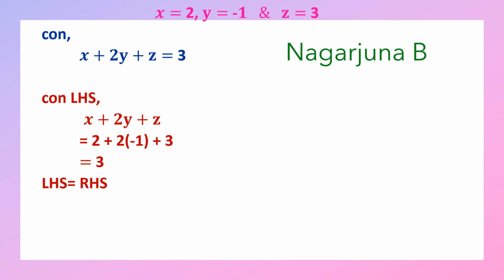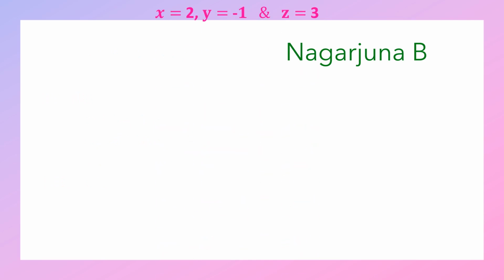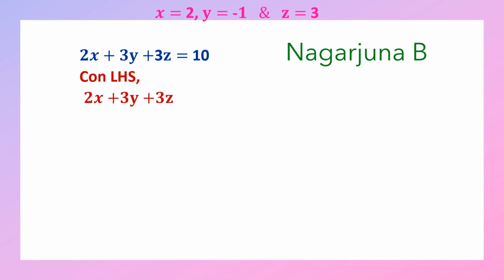Similarly, we need to verify the second equation, and that second equation is 2x plus 3y plus 3z is equal to 10. Consider LHS 2x plus 3y plus 3z. So now substitute the values of x, y and z, which are 2, minus 1 and 3 respectively. So we can write equal to 2 into 2 plus 3 into minus 1 plus 3 into 3. 2 into 2 is 4 plus 3 into minus 1 is minus 3. 4 minus 3 is 1 plus 3 into 3 is 9. 1 plus 9 is 10. So we get the answer as 10. It is RHS. It means LHS is equal to RHS. That means the values are correct for equation 2 also.